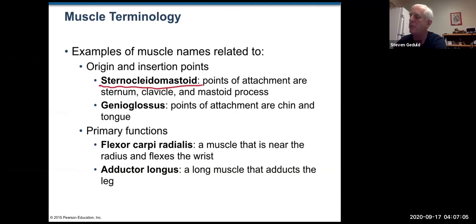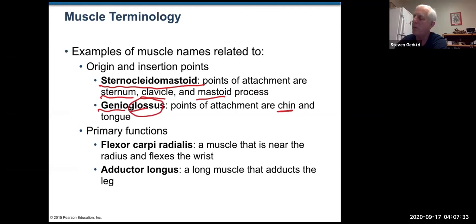The sternocleidomastoid muscle connects the sternum, the clavicle (collarbone), and the mastoid, from its name. Genioglossus: genio is the attachment on your chin, the point in the anterior portion, and wherever you see the word glossus, glossus is Latin for tongue. So it connects the chin to your tongue.